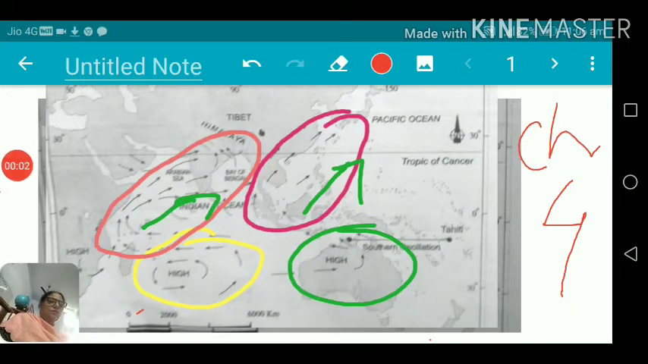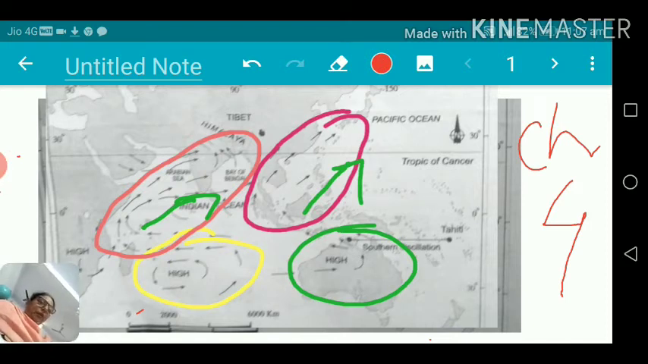Hello students, today we are going to study chapter number 4, Climate. Till now we have studied the different factors affecting the climate.